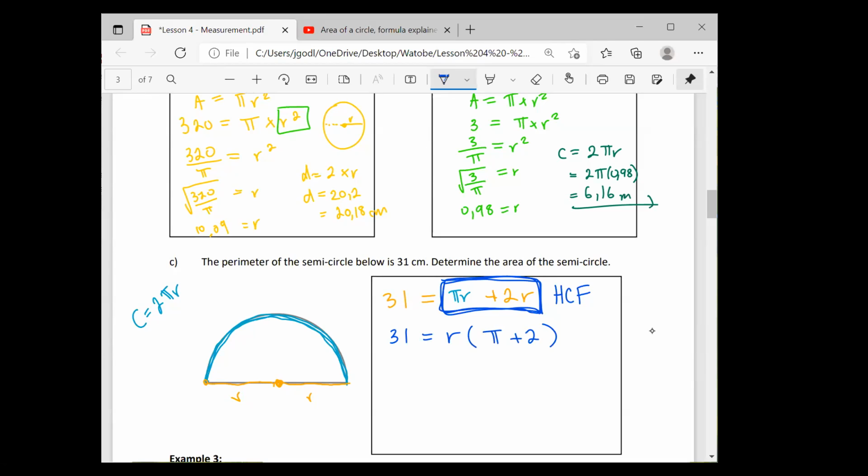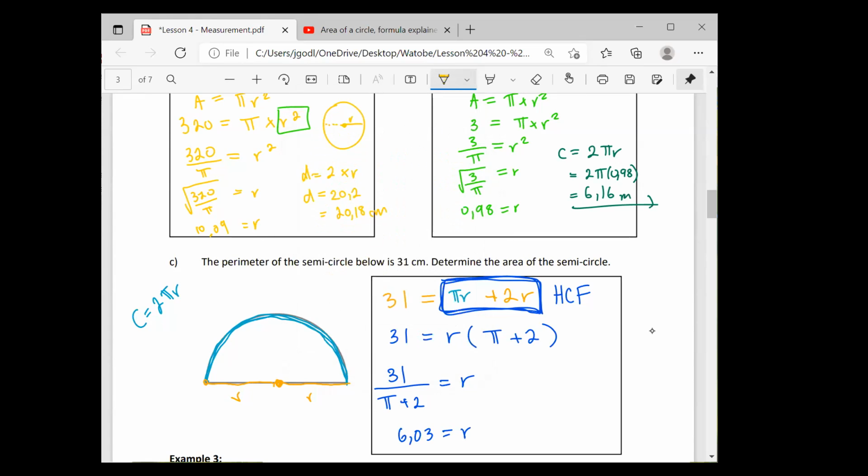Inside that bracket, we're going to have pi plus 2. Now I'm wanting R to be alone. So I want to say 31 divided by pi plus 2. And that's going to tell me what R is. And we can put that into our calculator exactly like that: 31 divided by pi plus 2. And that gives us the answer of 6,03 for R.